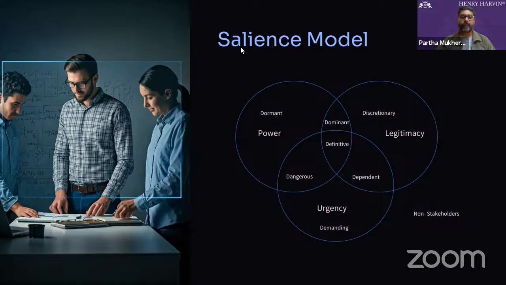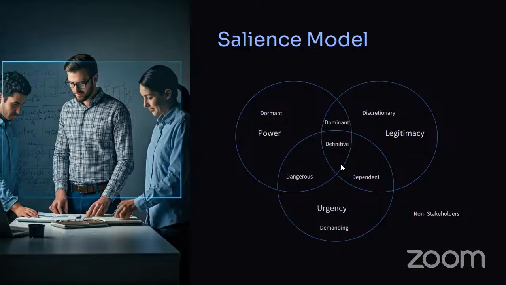So let's focus on it. Let's understand this. First, we would be talking about what is power, what is legitimacy, and what is urgency. Power is the ability of the stakeholders to influence the project's outcome. Legitimacy is all about the perceived right or justification for the stakeholders to get involved in the project. And urgency is the time sensitivity of the stakeholders' claim.